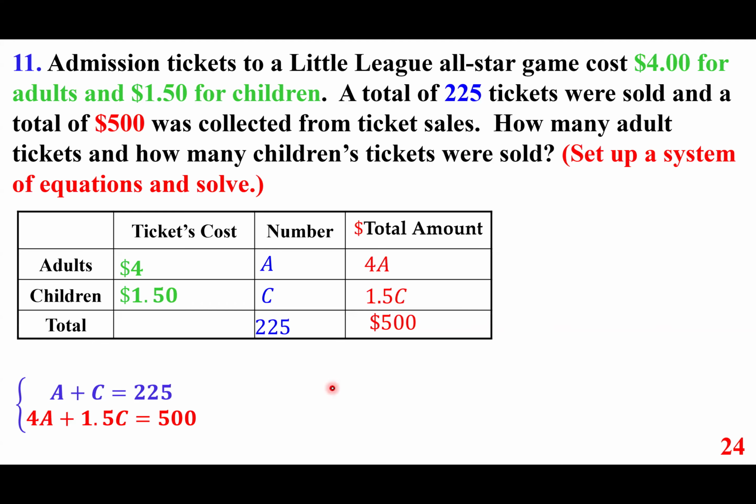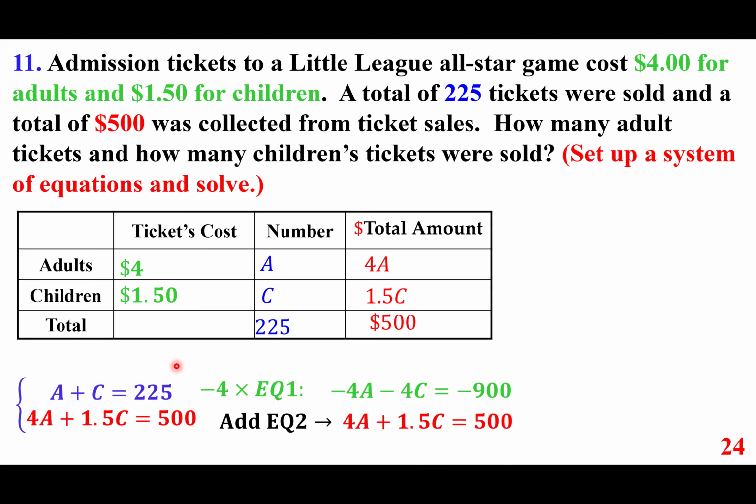Now you can use any method to solve it. For example, we can get rid of the A because it's 1.5, we don't want to deal with that. So we're going to multiply this one by -4. And if I do that, first of all, the second equation we just write. The first one, -4A minus 4C, and -4 times 225 is -900. The second one, we keep it intact. These two cancel each other. This is negative 2.5C. This is negative 400.